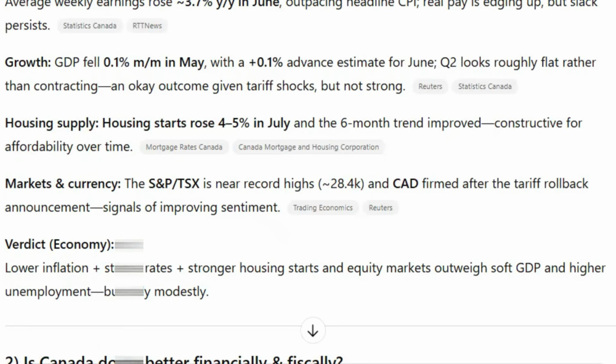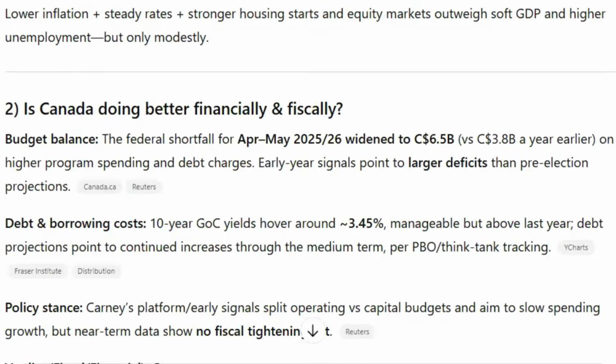Verdict: economy is a B. Lower inflation, steady rates, stronger housing starts, and equity markets outweigh soft GDP and higher unemployment, but only modestly. I think ChatGPT is being kind. Even with these, lower inflation, steady rates, stronger housing starts, and equity markets outweigh soft GDP and higher unemployment? Not for Canadians. If more Canadians are unemployed, I'm giving verdict C. That's what I would.